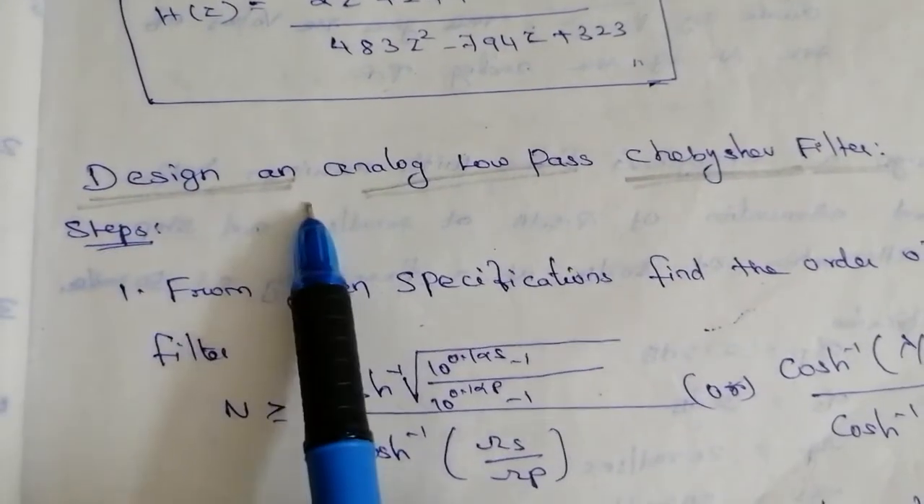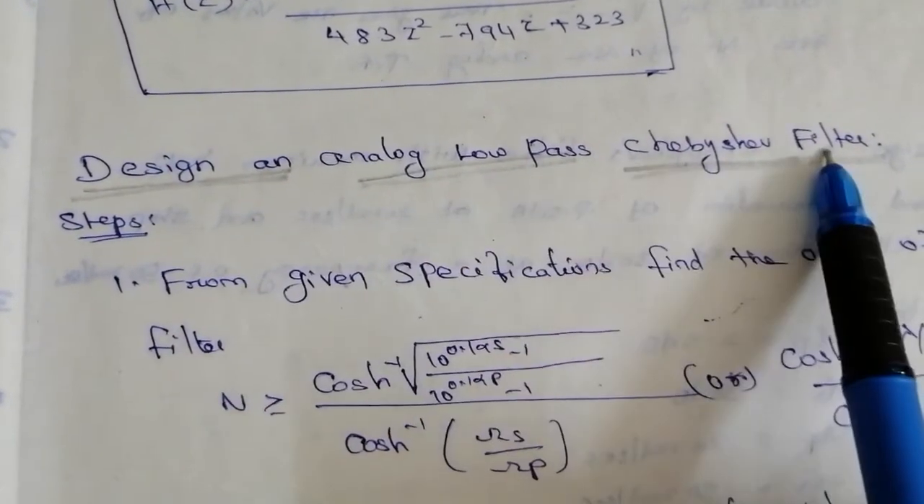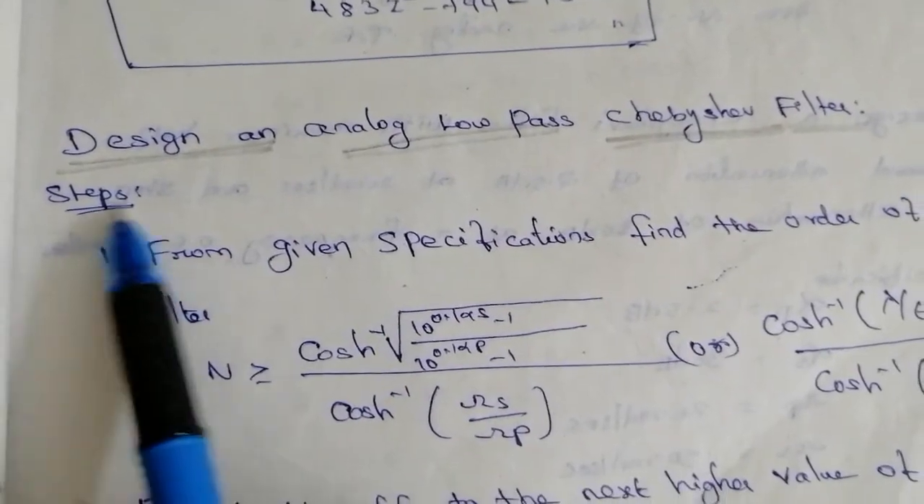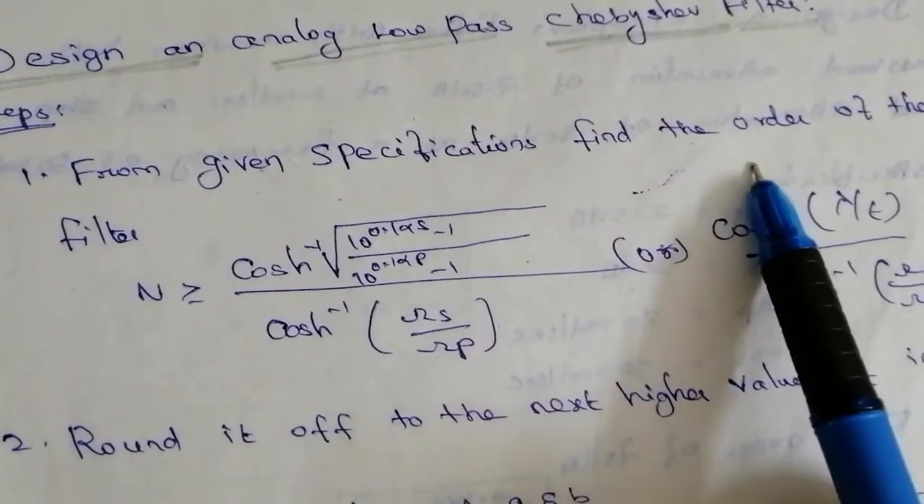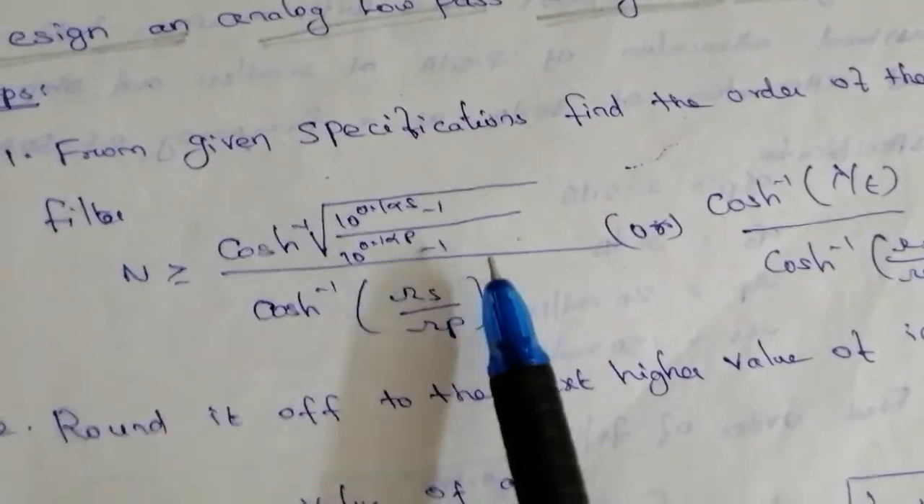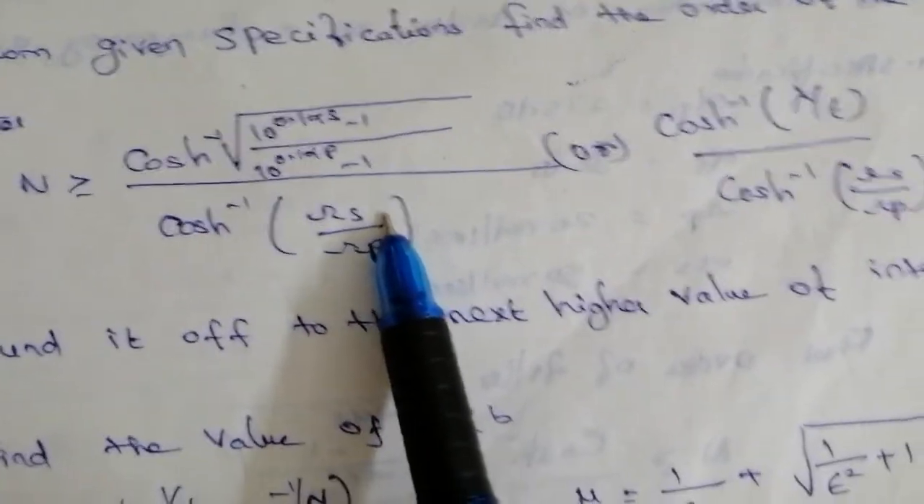Next topic, design an analog low pass Chebyshev filter. The first step of this Chebyshev filter is, from the given specifications, find the order of the filter. This is similar to the Butterworth filter, but the formula is the only difference.